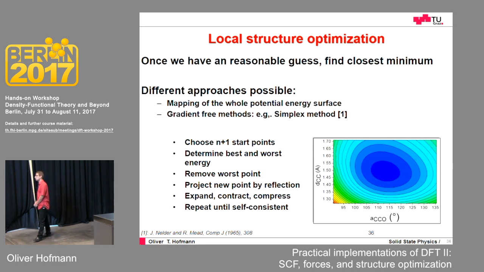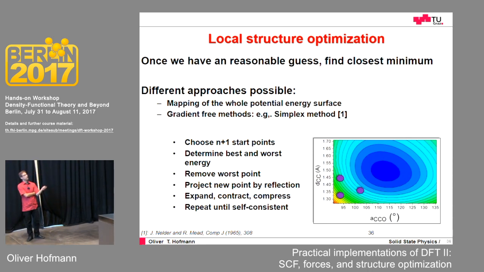A second method that also exists more in principle than in practice are so-called gradient-free methods. The way that they work is the following. You start by calculating 3 points. You determine the best and the worst energy. You remove the worst point, project via reflection the worst point over the connection of the 2 other points, and then you may expand or contract or compress somehow this length or the step that you want to go, and then you repeat it until you actually find the minimum of your basin.